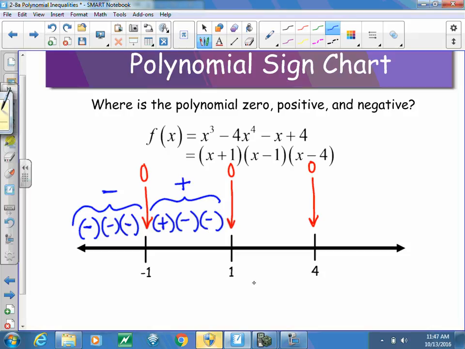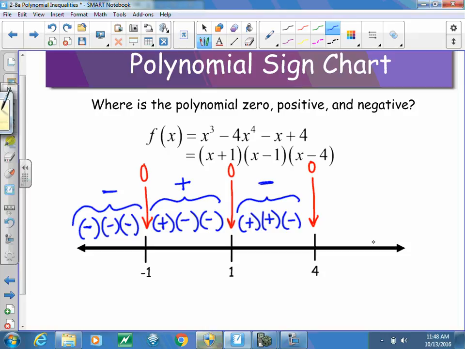Okay, next interval from 1 to 4. I'm going to pick +2. 2 plus 1, so that gives me a positive number. 2 minus 1, well, that's going to give me a positive number. And 2 minus 4 would give me a negative number. When I take a positive times a negative, multiplying those together, I'm going to always end up with a negative.